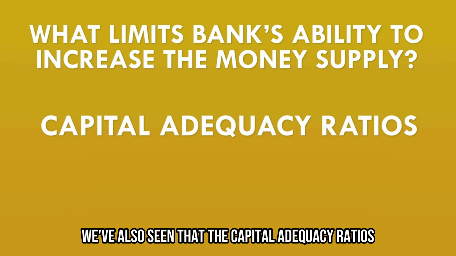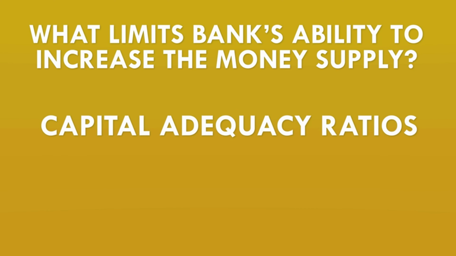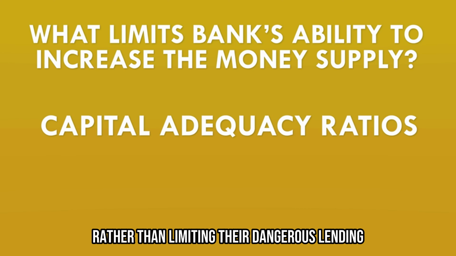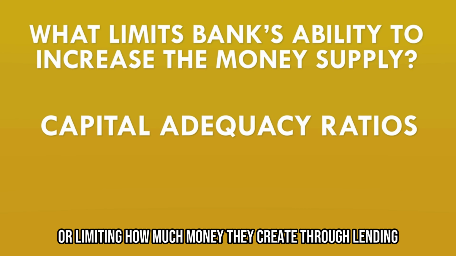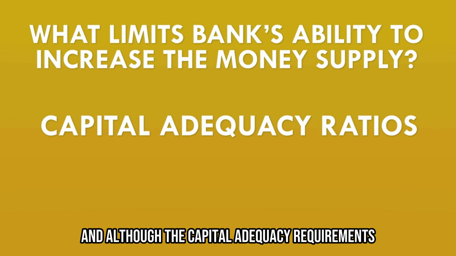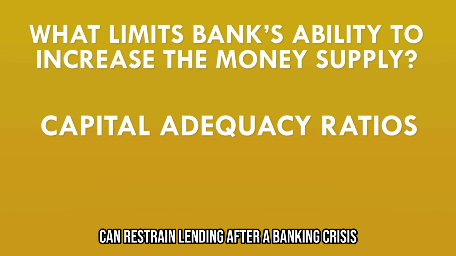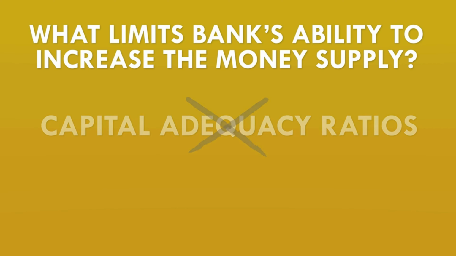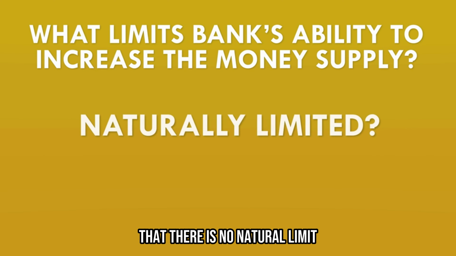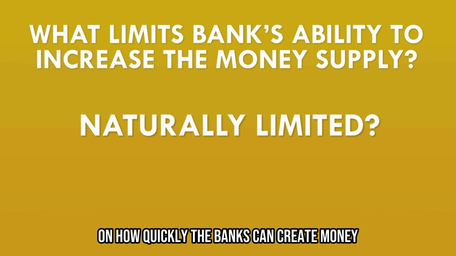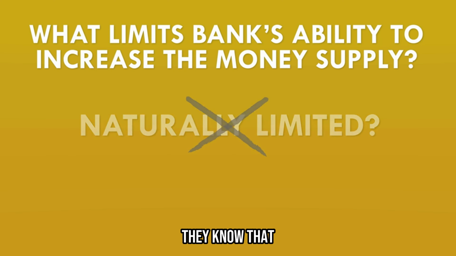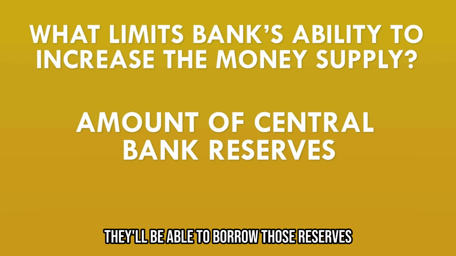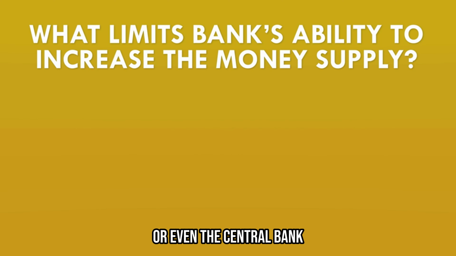We've also seen that the capital adequacy ratios and Basel Accords are about preventing banks from going bust when loans go bad, rather than limiting their dangerous lending or limiting how much money they create through lending. And although the capital adequacy requirements can restrain lending after a banking crisis, they don't do anything to restrain lending in a boom. We've also seen that there is no natural limit on how quickly the banks can create money. They know that even if they don't have the actual central bank reserves to make payments, they'll be able to borrow those reserves from other banks, or even the central bank.